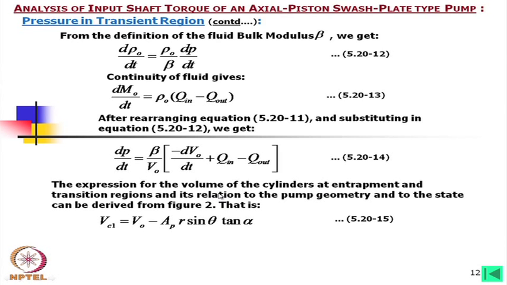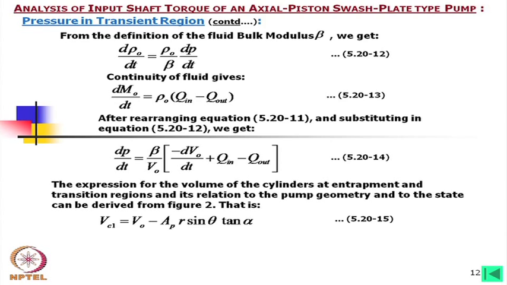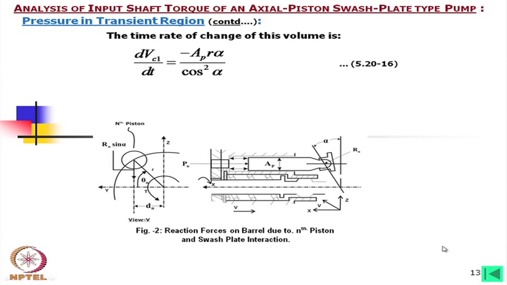Now, the expression of the volume of a cylinder at entrainment and transition regions and its relation to the pump geometry and to the state can be derived from figure 2, that is Vc1 = V0 - AP R sin theta - tan alpha. That means when this piston is moving, this volume is varying. This V0 is the total volume when the piston is fully extended, that is the volume covered by the stroke as well as the ideal volume or entrapped volume inside. So at any instant, while calculating this oil, we subtract the portion it has moved inside. That will give the instantaneous volume of the oil.